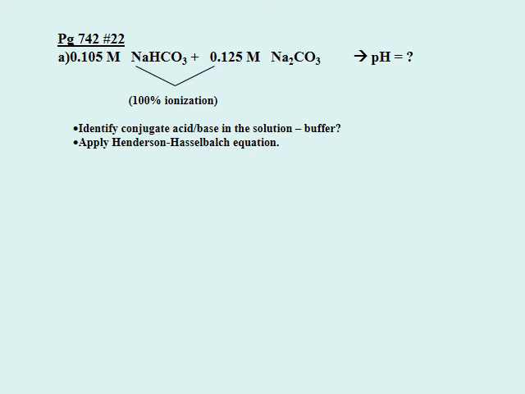Now we're going to do number 22A. In this problem you have 0.105 molar sodium bicarbonate and 0.125 molar sodium carbonate. Again, this is a sodium compound, so in solution sodium would be completely gone. So from the first compound, you'd be left with HCO3 minus, which would be 0.105, because there is 0.105 of sodium bicarbonate. Let me show you this step so that in the future you'd have understanding.